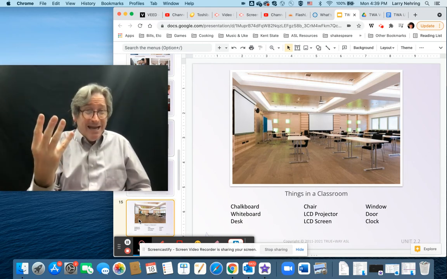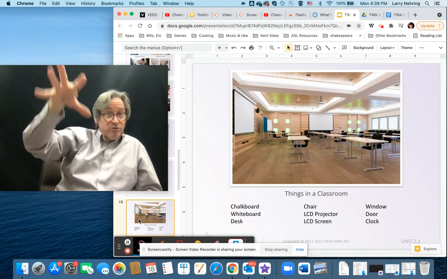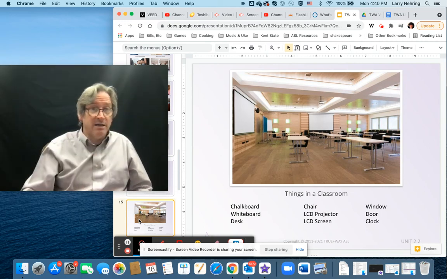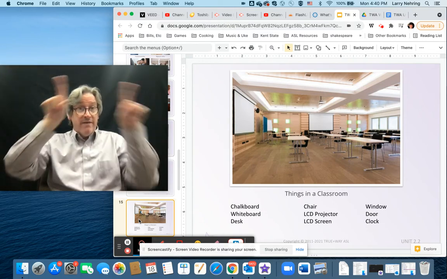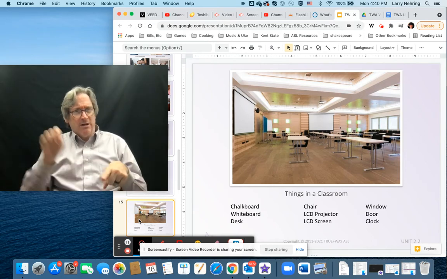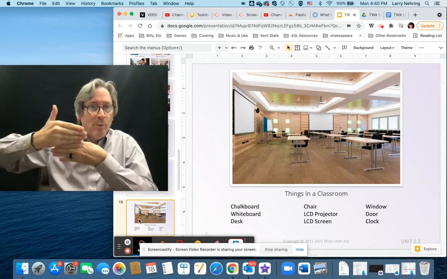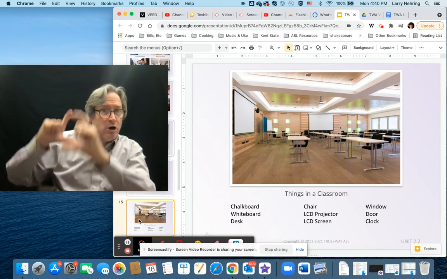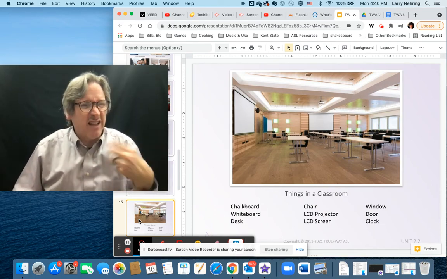Projector, and it says LCD projector, but ultimately it could be coming from above and down, it could be from below and up, or from the side. This is just the spray of light in whichever direction. And then the screen, most often we would do the rectangle, and then the light projects onto it. Window, door, and clock. Sometimes you'll see people go like time up on the wall. I think that's an older version of it.